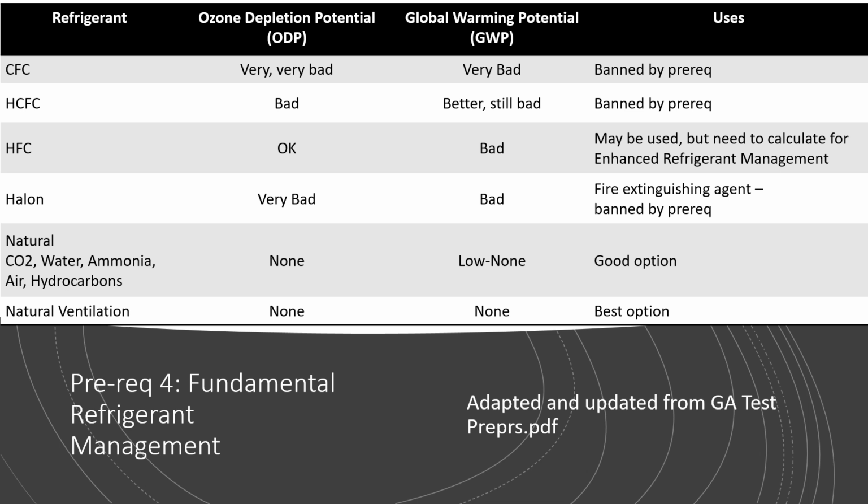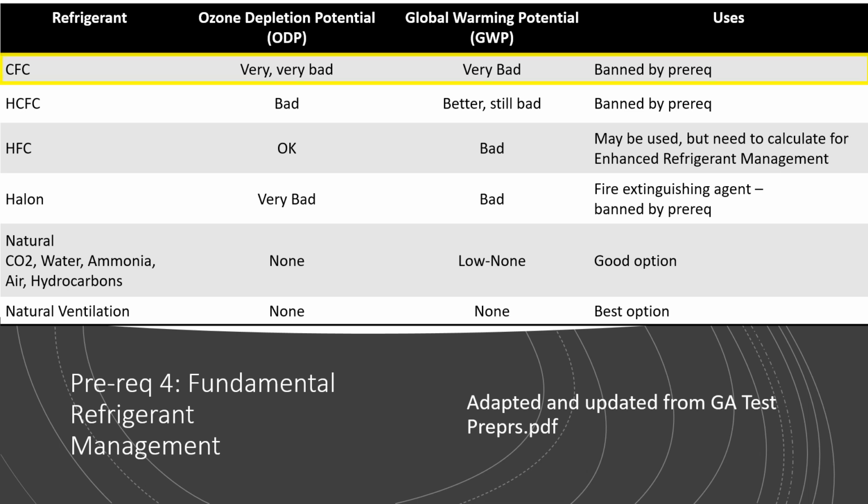Now let's go through this chart. The chart identifies each category of refrigerants, along with the ozone depletion potential, or ODP, the global warming potential, or GWP, and the permitted uses in LEED. The first is CFCs, which are banned by this prereq. CFCs are a refrigerant with the most impact on the ozone layer. It's very, very bad. It has a high ozone depletion potential and a high global warming potential.